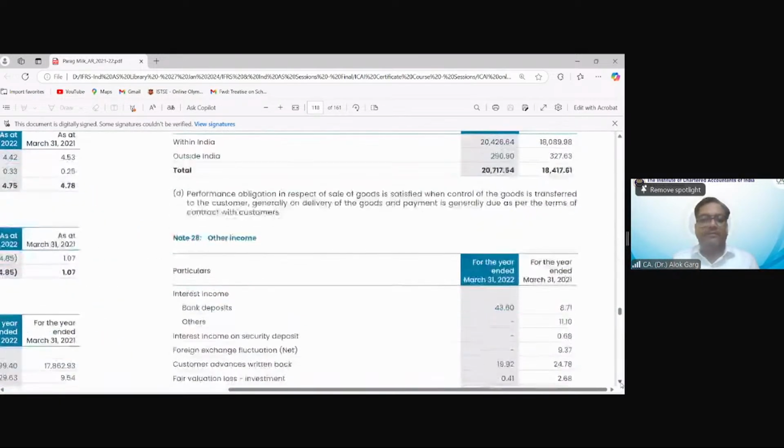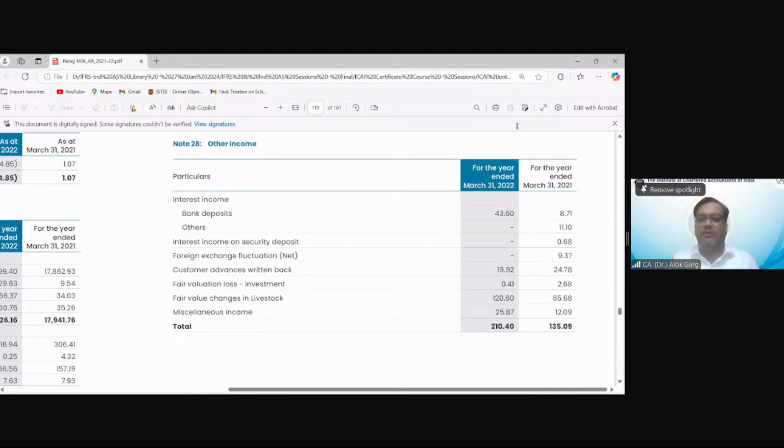Other income schedule. Are you able to see the other income schedule, note number 28? Can you see this fair value changes livestock? Are you able to see this number 120.6 million? This number was there in note number 6 also. So this was credit. Biological asset account debit 120, to other income 120. So with this, I have shown you the entire accounting policy, presentation, and balance sheet of this biological asset.